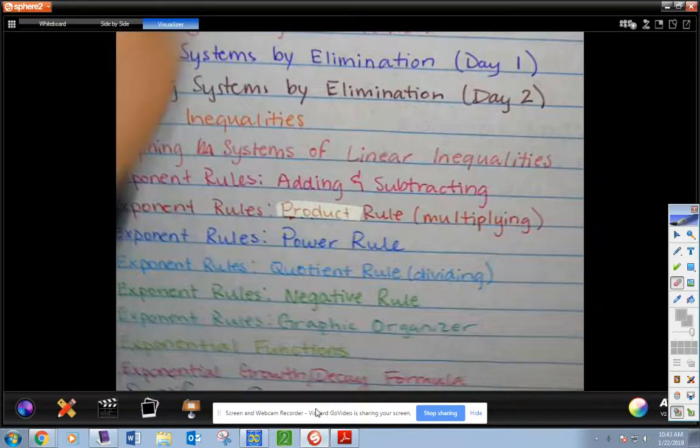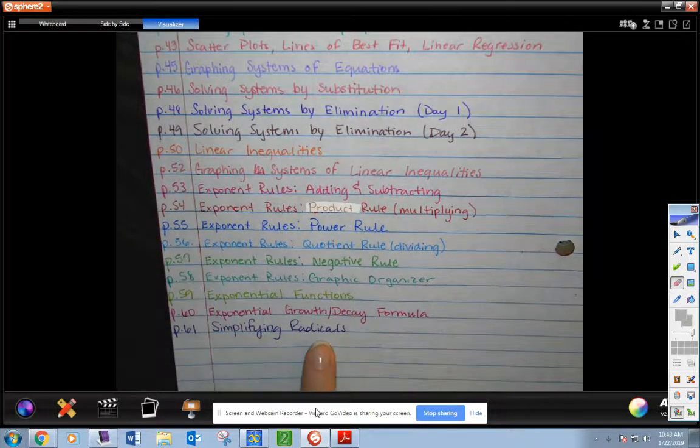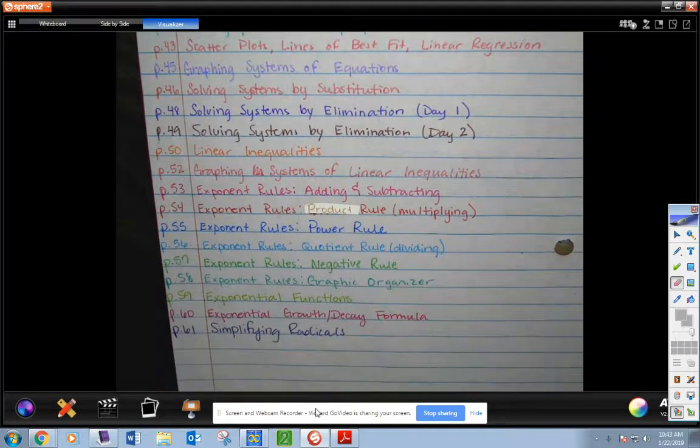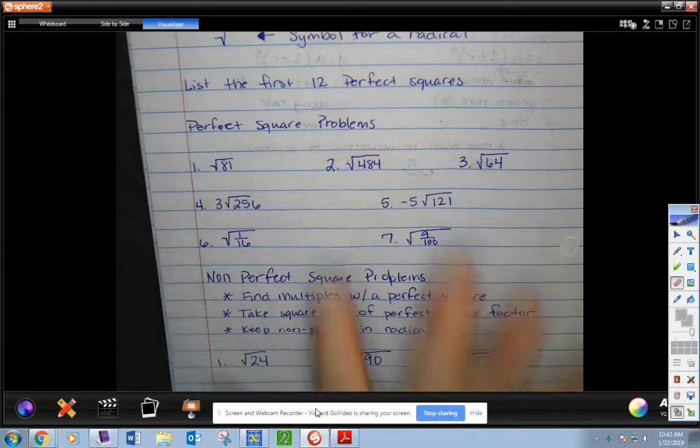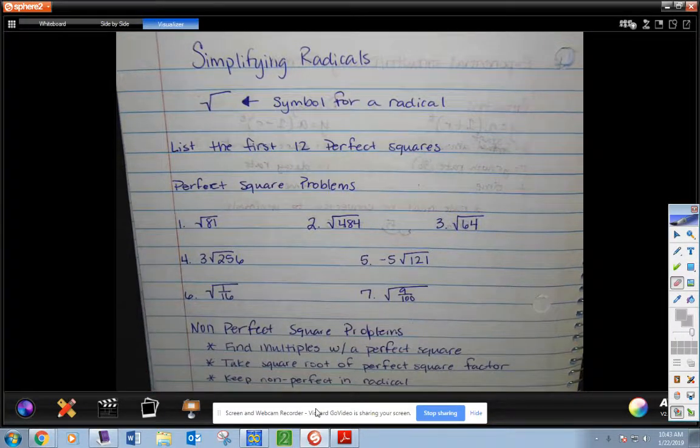All right, guys. If you will, today we're going to talk about simplifying radicals. So if you'll put that in your table of contents, and this is only for if you were absent. If you were here, you saw this lesson already. So once you have that on your table of contents, here is the layout of my page. So if you want to pause and copy that really quick, you can. If you are good to go, I'm going to go ahead and start.